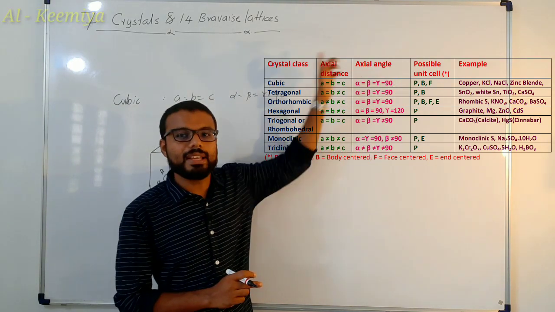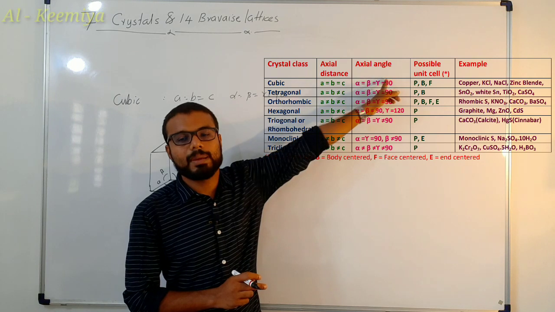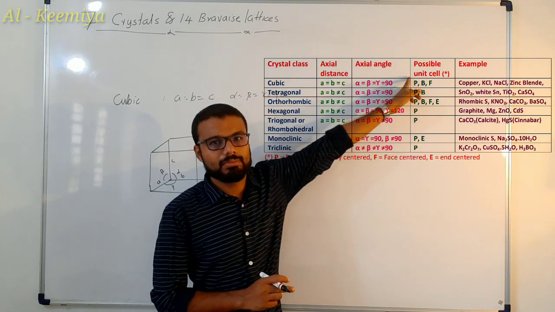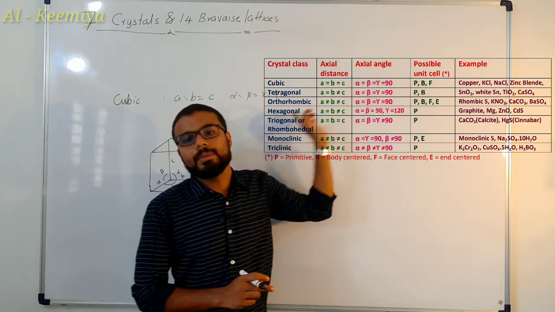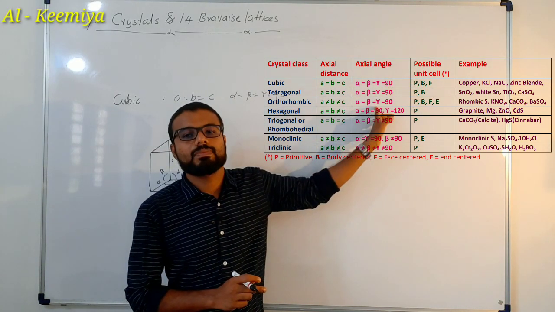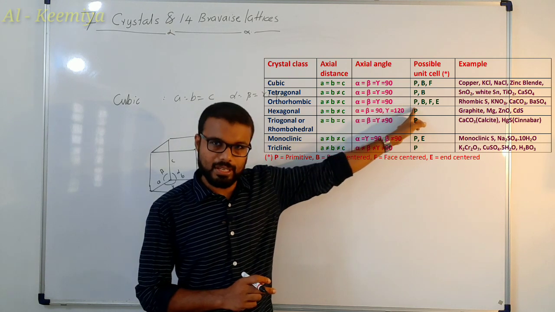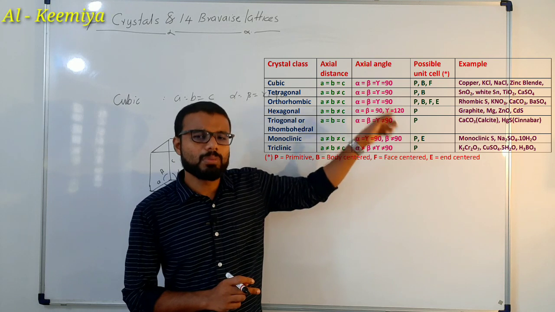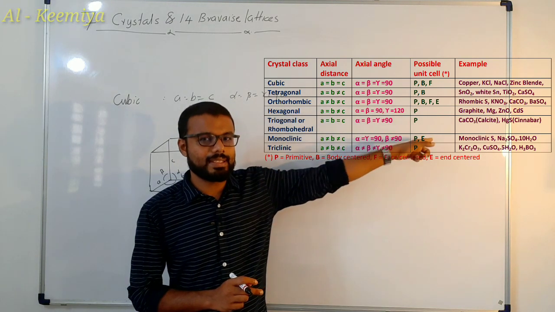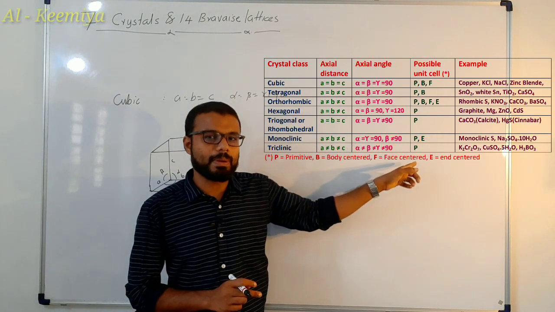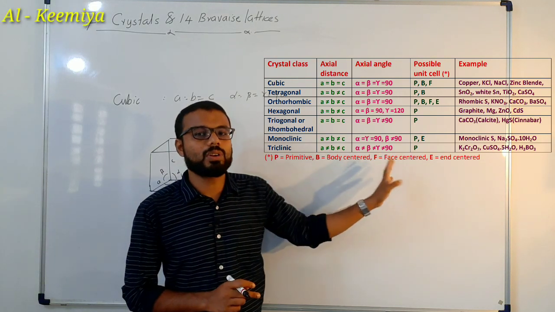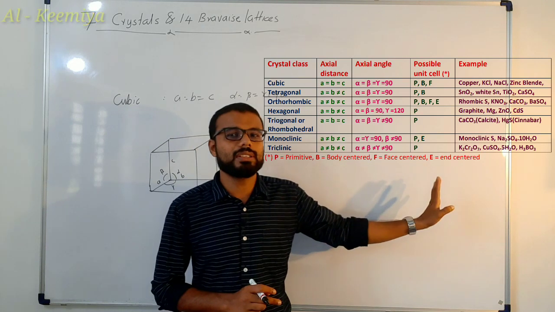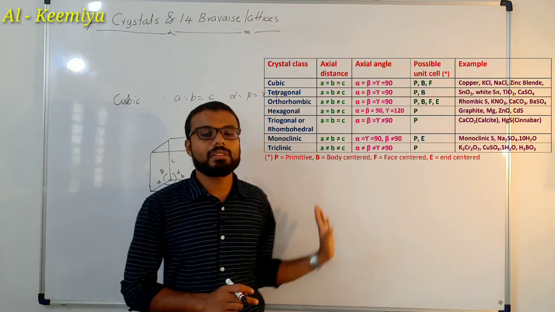In cubic, we can see what? How many types? Primitive or simple, body centered and face centered. In tetragonal, we have primitive and body centered. Orthorhombic, we have primitive, body centered, face centered, end centered. Hexagonal, we have only primitive. Rhombohedral or trigonal, we have primitive. Monoclinic, we have primitive and end centered or base centered.